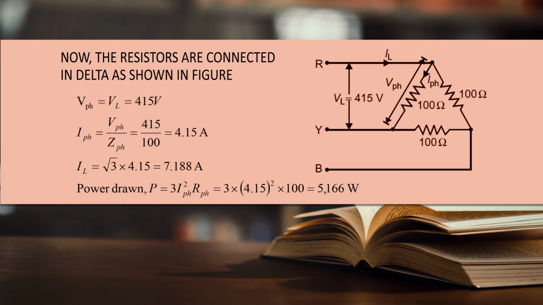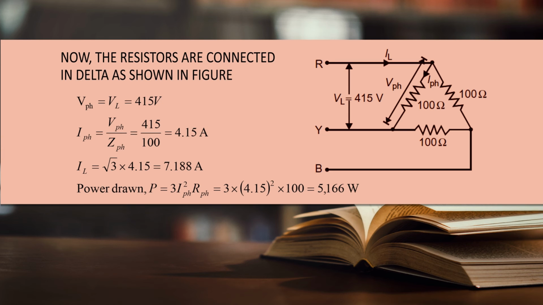What is the relation between phase current and line current in a delta connection? In a delta connection, line current is equal to root 3 times the phase current. So if you can calculate the phase current, you can also calculate the line current. I phase can be written as V phase upon Z phase. V phase is 415, which is the line voltage, and Z is the resistance, 100 ohm. After solving, the phase current is equal to 4.15 ampere.